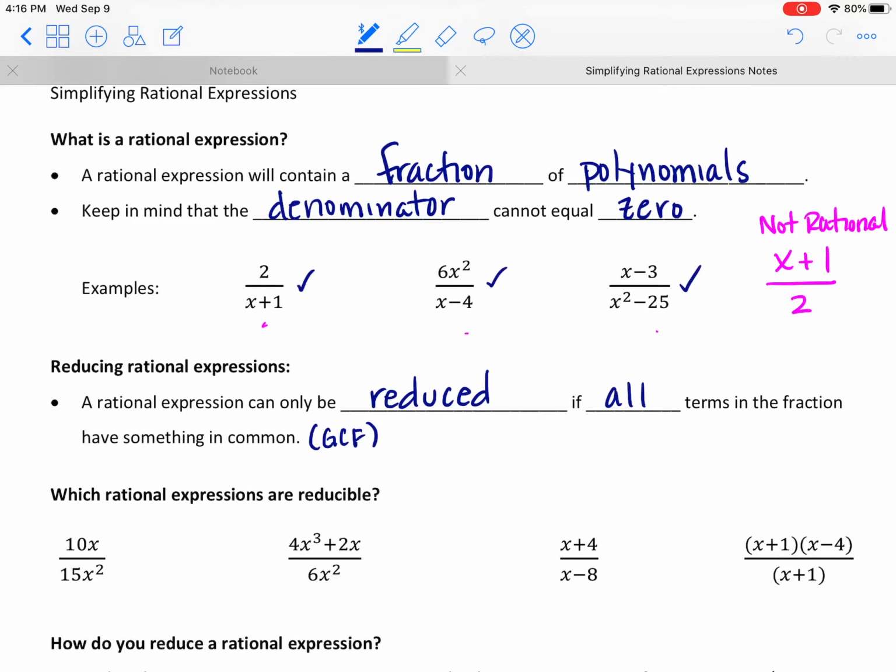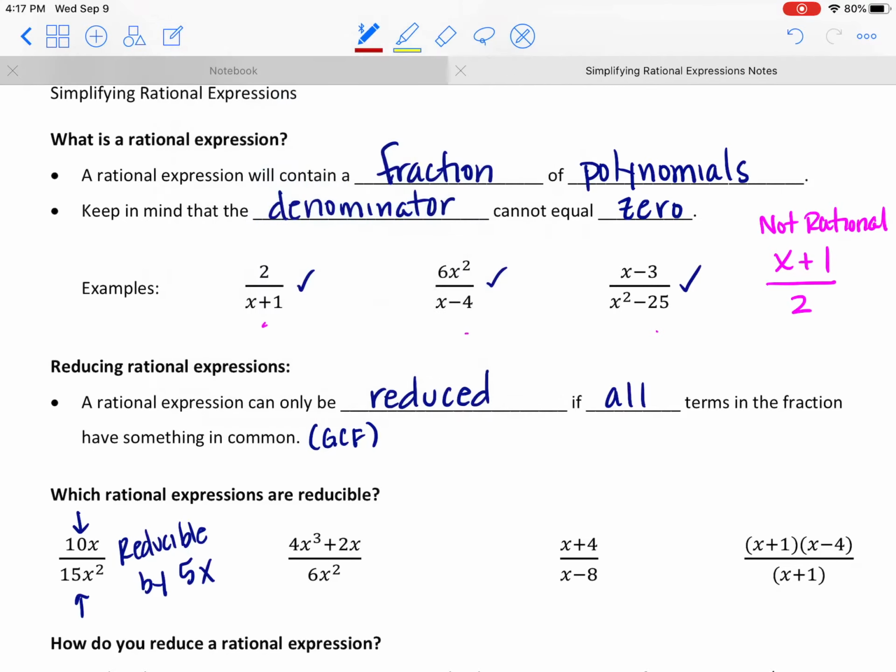So looking at this example here, we've got 2 terms. We've got the 10x in the numerator, we've got the 15x squared in the denominator. Is there something that those 2 terms have in common? Again, think in terms of a GCF. Well, the GCF for those 2 terms, if it's anything other than 1, then yeah, we can reduce. So we would say that this first fraction is reducible. Reducible by the 5 and the x that they have in common.